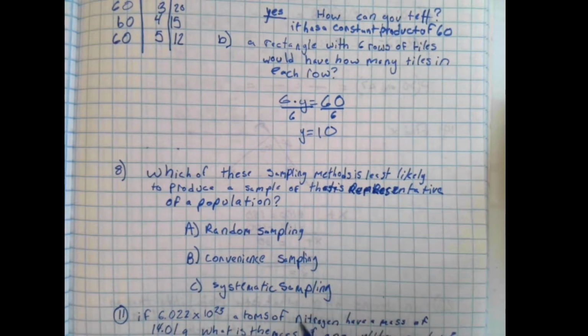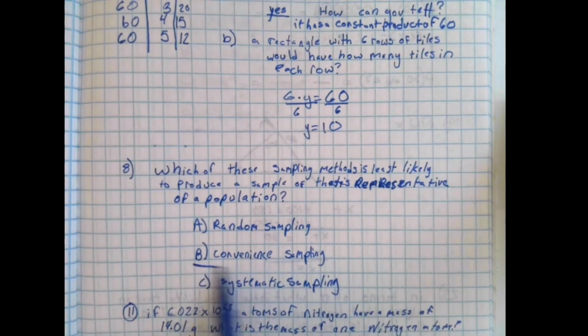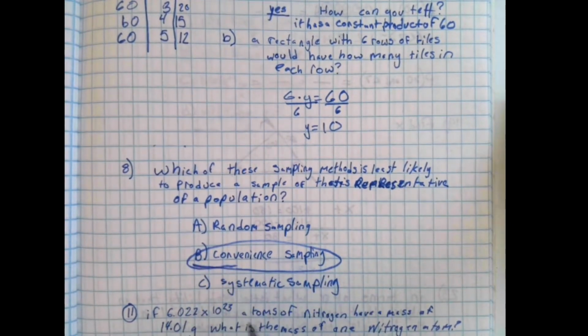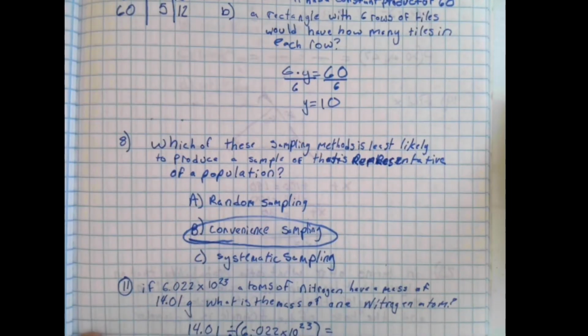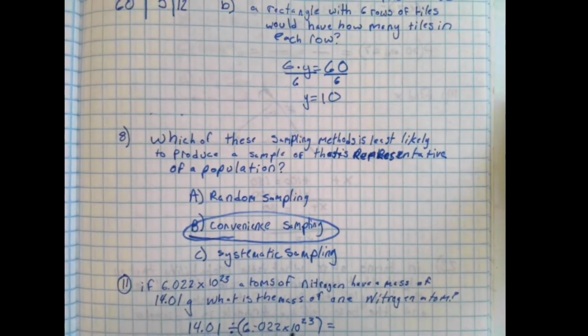Now, of these three, the one that is least likely to produce a representative sample is convenience sampling, because convenience sampling has a high bias, meaning that it is very likely to be including people who are more likely to agree with whatever you think than what the general population thinks.